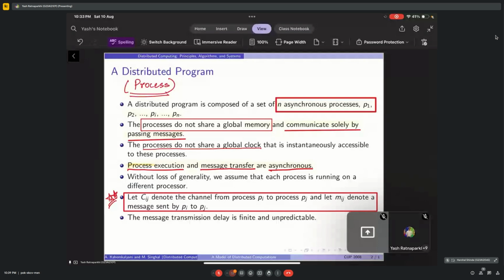Okay. Now the next thing is, without loss of generality, we assume that each process is running on a different processor. As we said, they do not share global memory and they do not have a single processor. They all run on different processors, sharing information only via messaging. Now this is an important term.